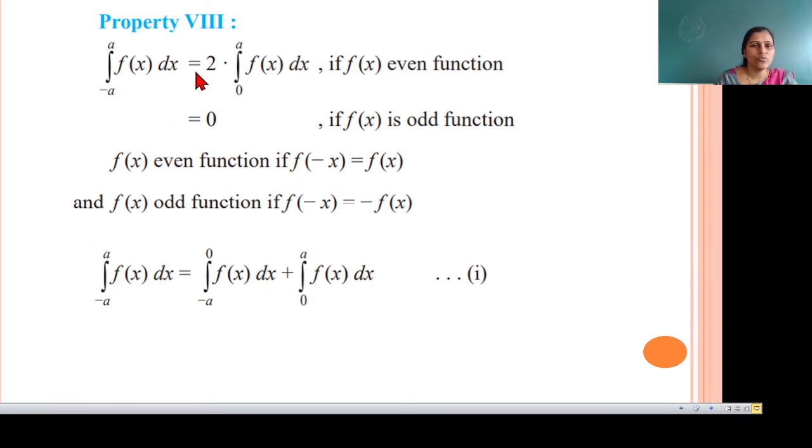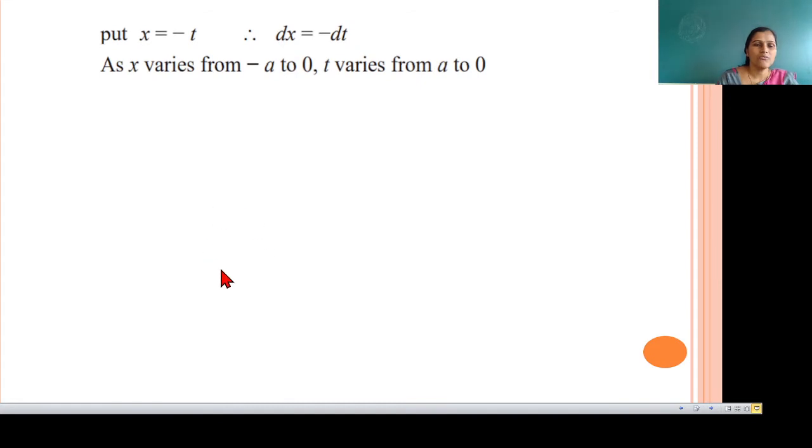Then we will prove this property, that is integral minus a to a f of x dx is equal to, we split this integral into two integrals by using the previous property, as integral minus a to 0 f of x dx plus integral 0 to a f of x dx, and we call this equation 1. So first consider this integral, that is minus a to 0 f of x dx. We will solve this integral by using the substitution method. So we put x is equal to minus t.